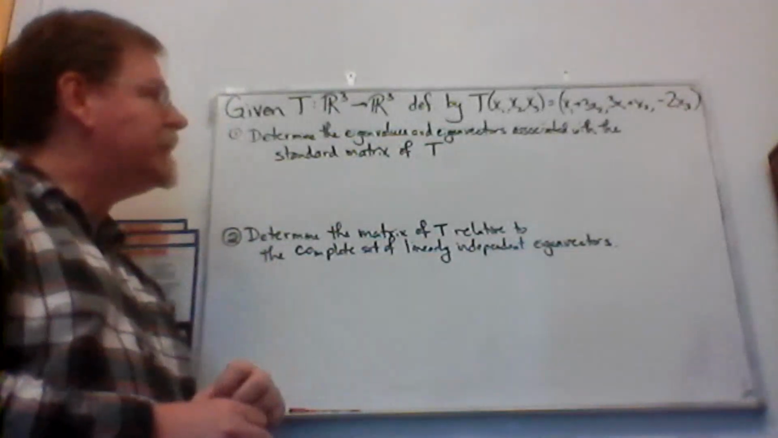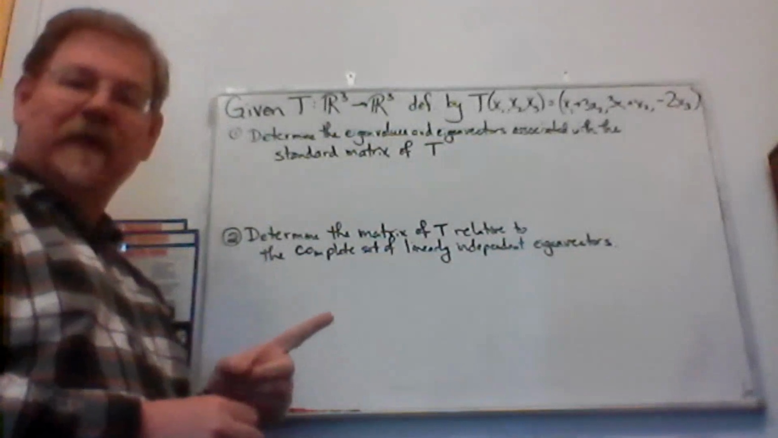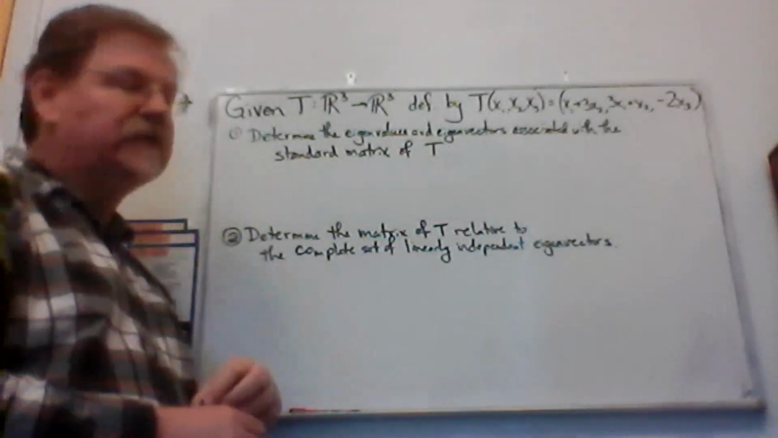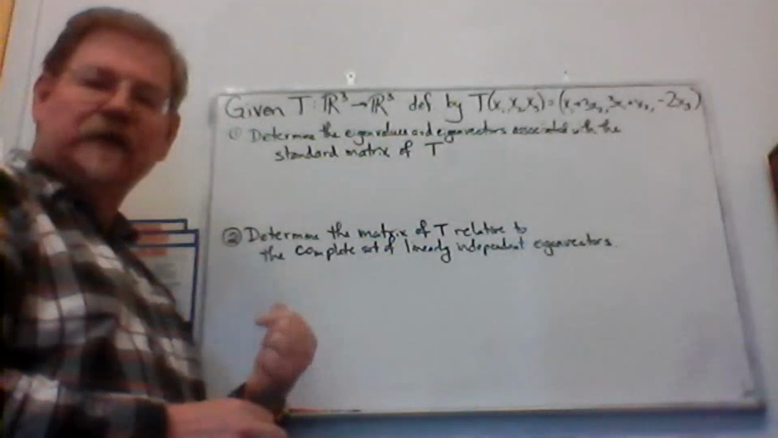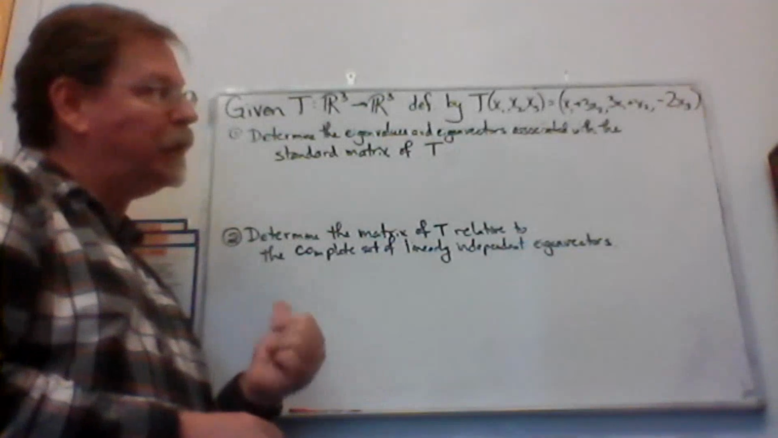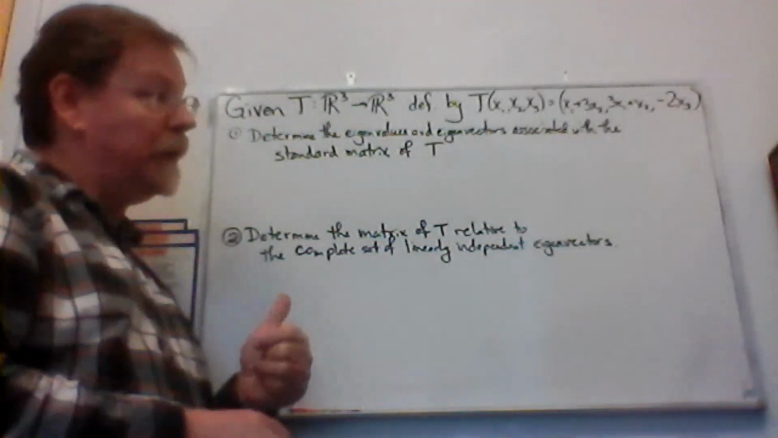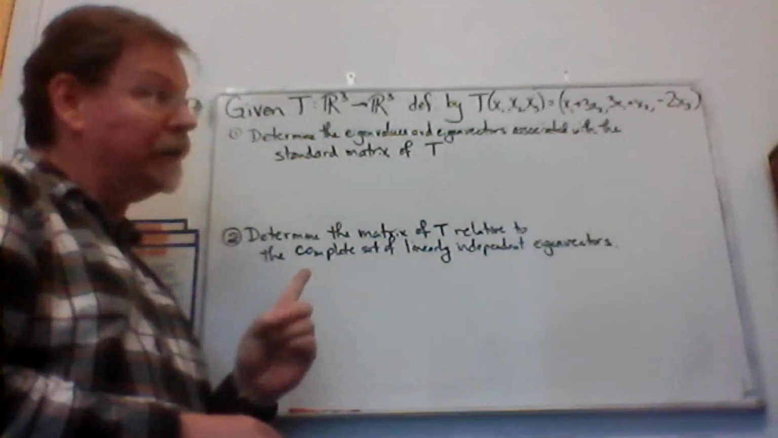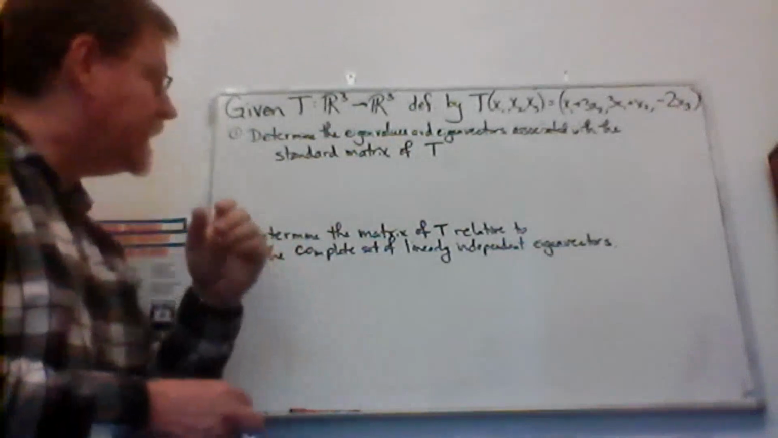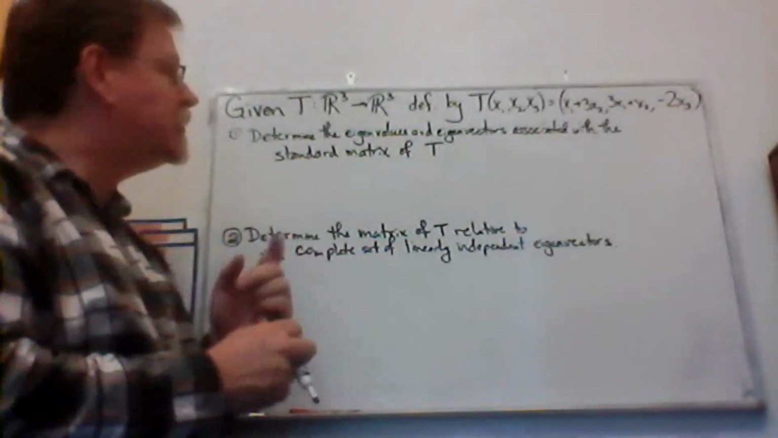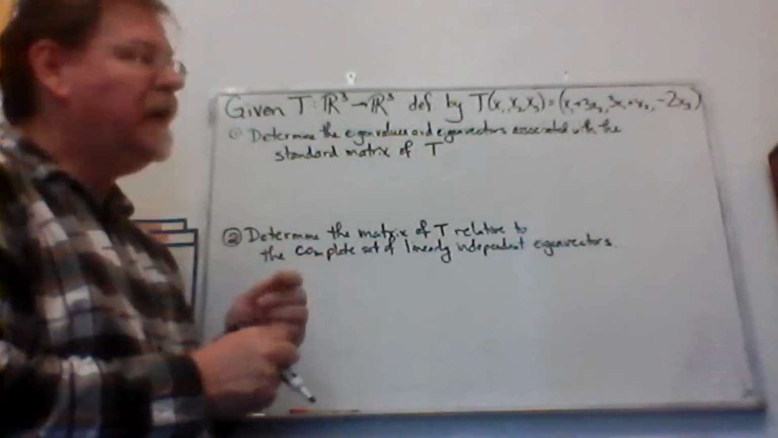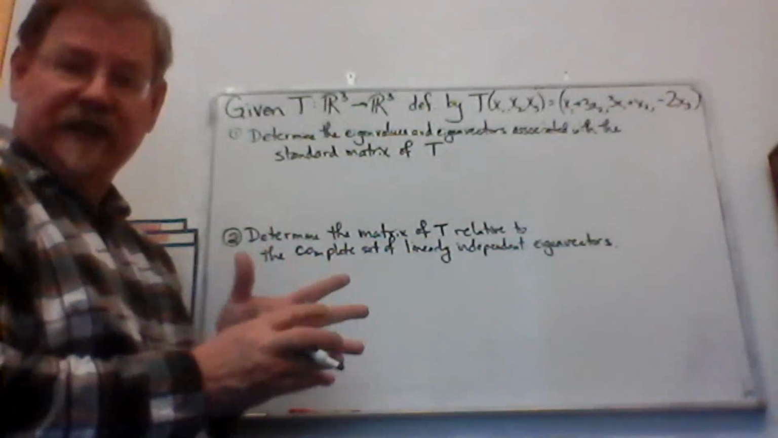So this problem here, we're given a linear transformation from R3 to R3 defined by this function here, T of x1, x2, x3 equals x1 plus 3x2, comma, 3x1 plus x2, comma, negative 2x3, right? And so we've got that linear transformation. And so our task is to determine the eigenvalues and eigenvectors associated with the standard matrix of T.